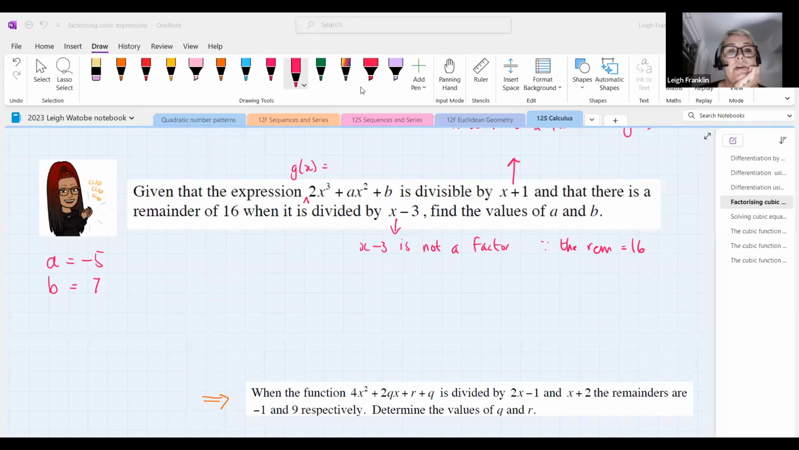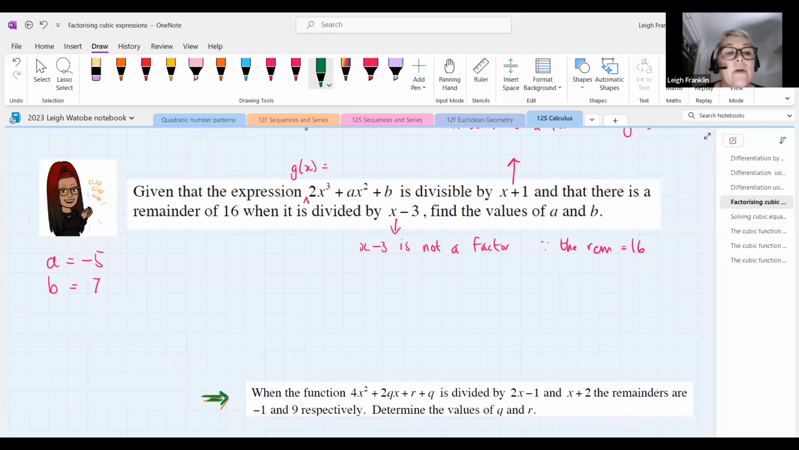Is there anybody that didn't get -5 and 7? Katleho? It's me, ma'am. I did not get -5 and 7, ma'am. Okay, that's fine. So everybody else that got the correct answer, you can finish off working out what P and Q are. Katleho and anybody else, let's do this one together.